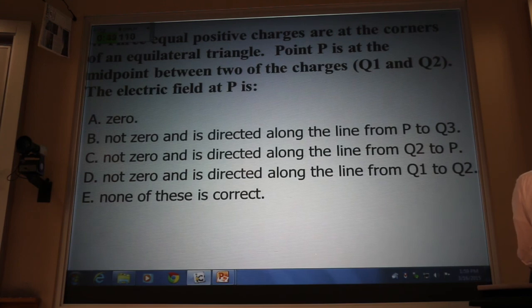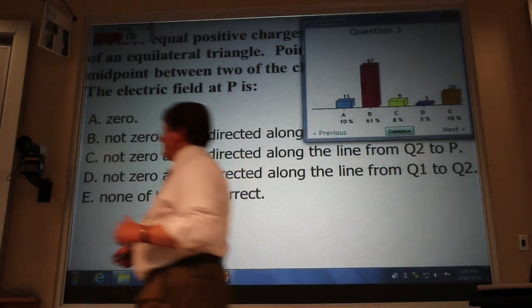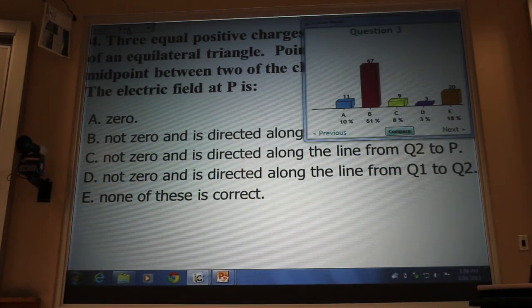Good, the answer is B. E fields are canceled, and I get one due to Q3. That's the only one that doesn't count.